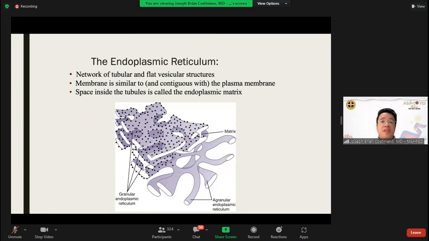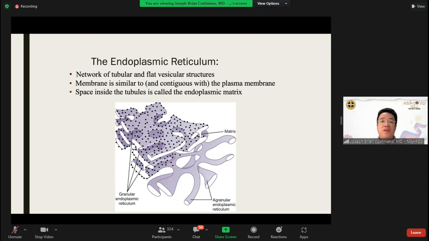Let's talk about the endoplasmic reticulum. So, it's a network of tubular and flat vesicular structures. And just remember that your ER is similar, bilayer din siya, no? And it is contiguous, so it's connected with the plasma membrane. Now you have this space inside the tubules and it's called your endoplasmic matrix.